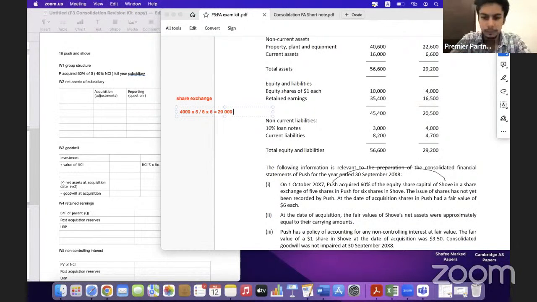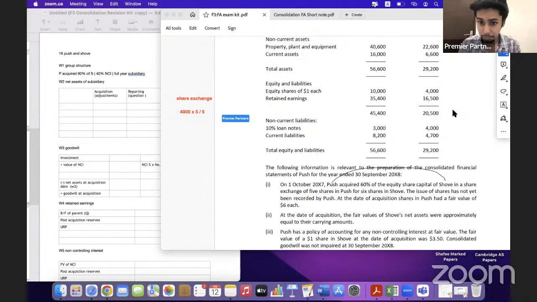Just give me a minute. On 1st of October 2007, Push acquired 60% of the equity shares. Yeah, okay, it makes sense because these people bought 60% of the company. That one I had not taken into account. So once again, I'll go from the first. That's the mistake I made. I haven't taken the 60% into consideration.